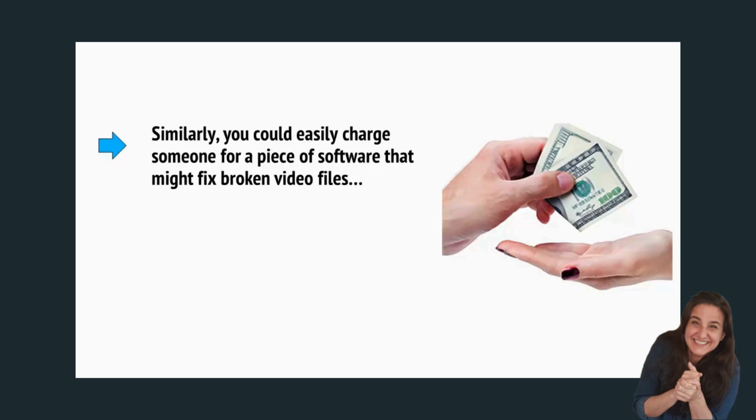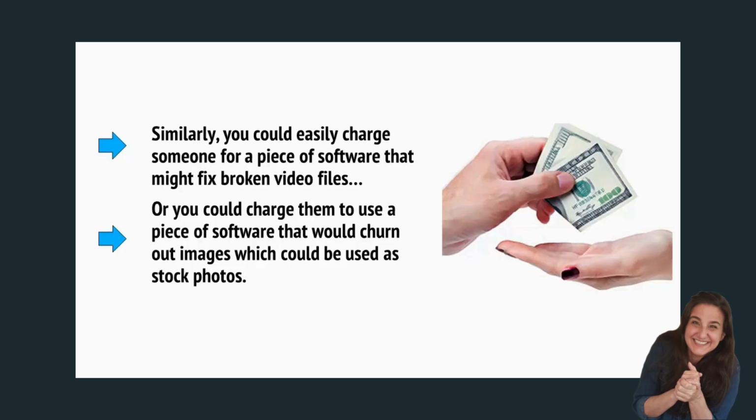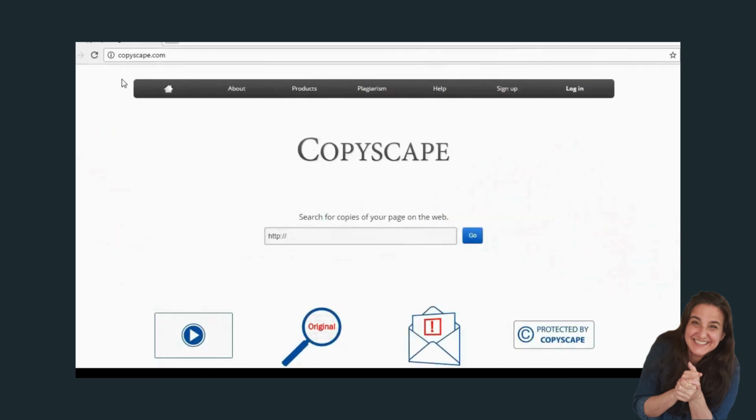There were countless ways that WordPress could have been monetized, but one option would simply be to charge people to create the site. Similarly, you could easily charge someone for a piece of software that might fix broken video files, or you could charge them to use a piece of software that would churn out images which could be used as stock photos. Another great example of this is Copyscape. Copyscape provides a service by checking to see if there are any duplicate copies of content on the web. This is something that might previously have been handled manually, but with Copyscape, it's possible to check countless articles for only a few cents, and you can find out more at copyscape.com.